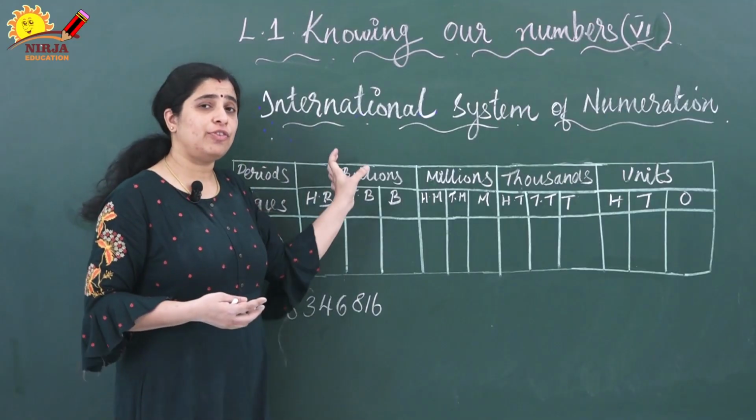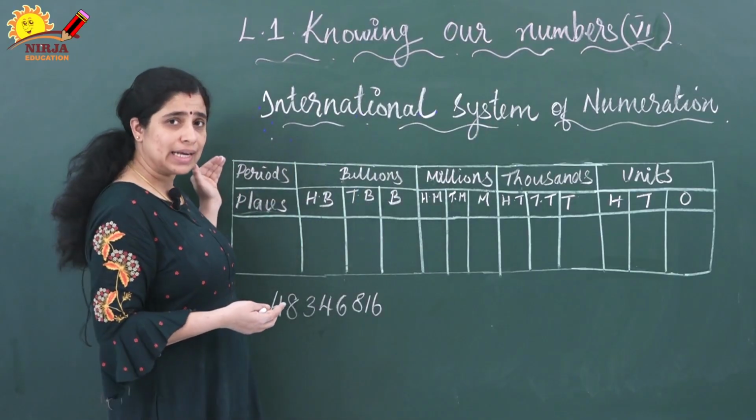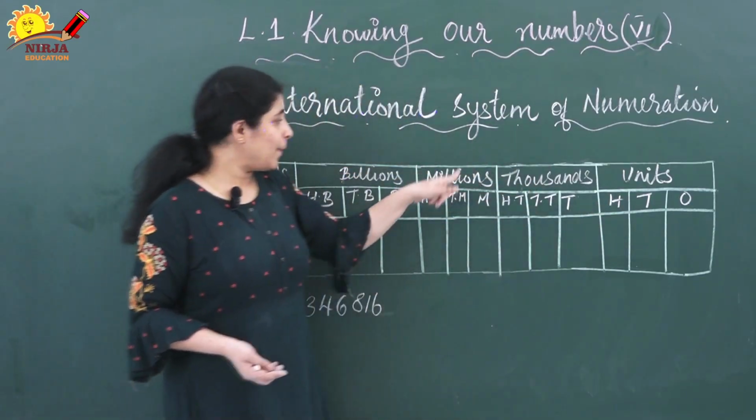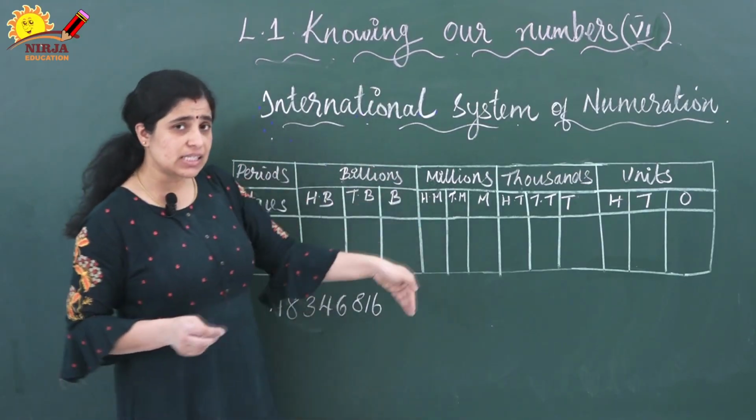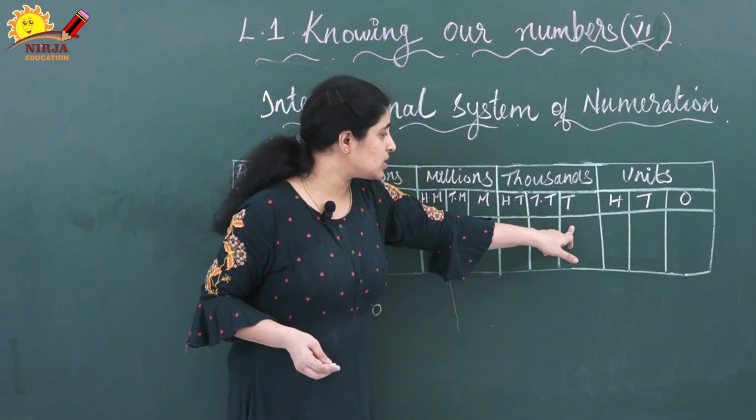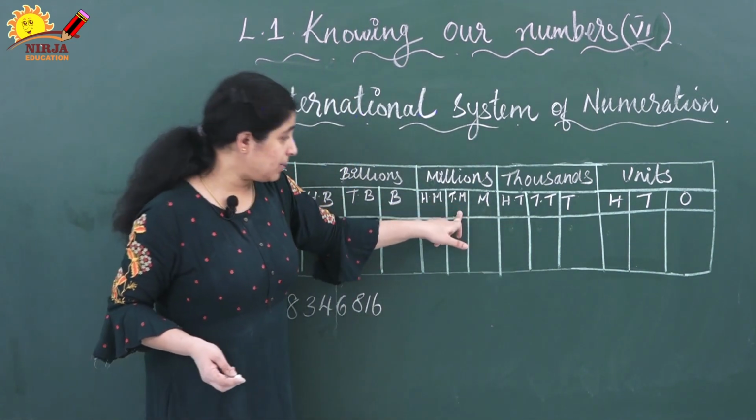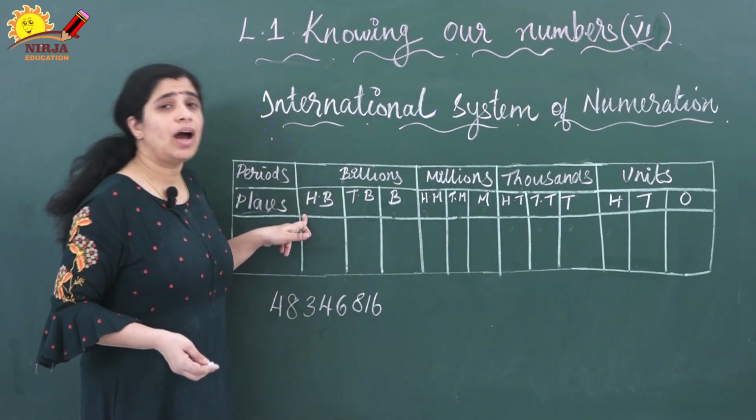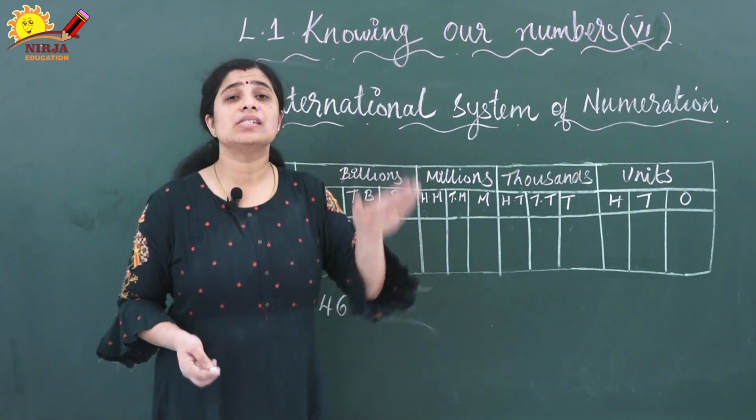So the period names are different. In the Indian system the period names are ones, thousands, lakhs, crores. But here the periods are units, thousands, millions and billions. Again each is subdivided into places: ones, tens, hundreds, thousands, ten thousands, hundred thousands, millions, ten millions, hundred millions, billions, ten billions and hundred billions. These are the places into which the periods are subdivided.